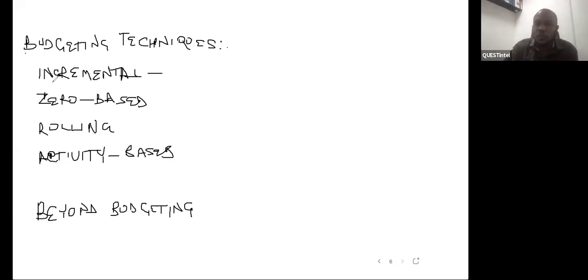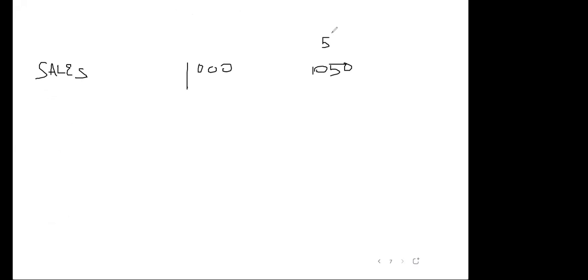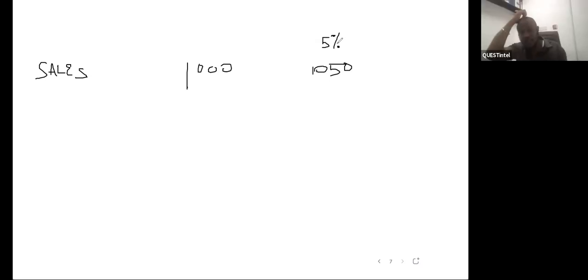Now, for example, the way we normally do budgets, maybe we had our sales in this current period. So let's say we have sales of 1,000 in the current year, then we'll be expecting that next year, maybe we'll incorporate 5% for inflation and growth. So next year's budget will be 1,050 at 5%. And so on and so forth for the different figures. So we're just incorporating some adjustment for inflation and growth. Is this clear? Yes, it is.